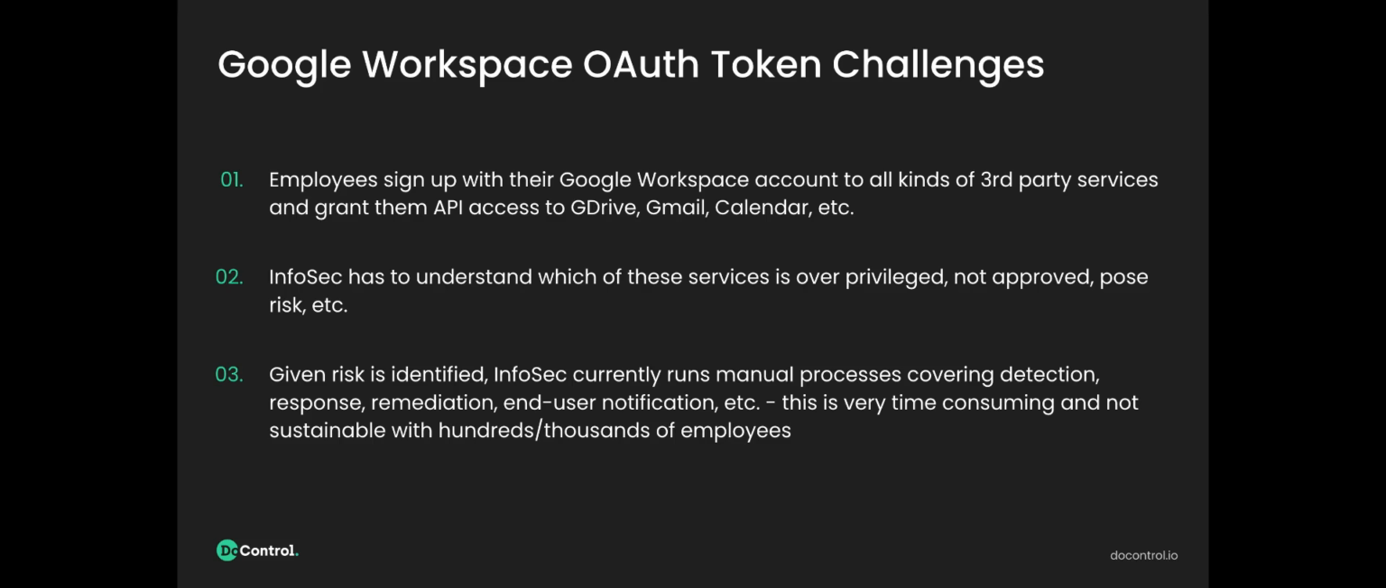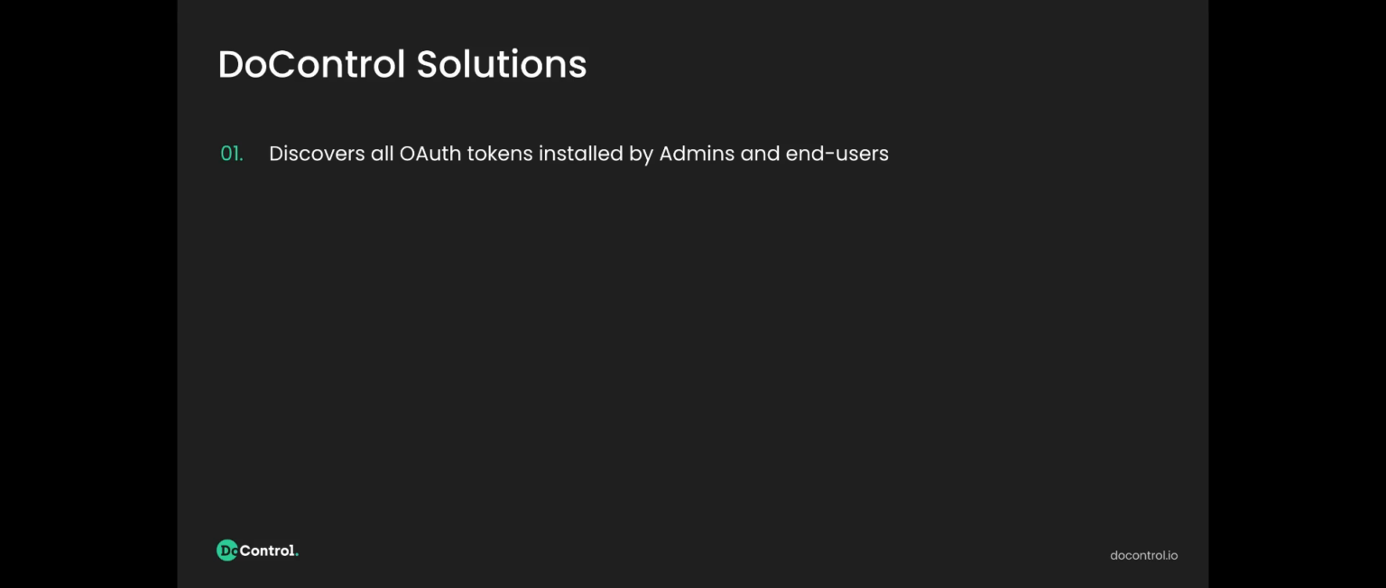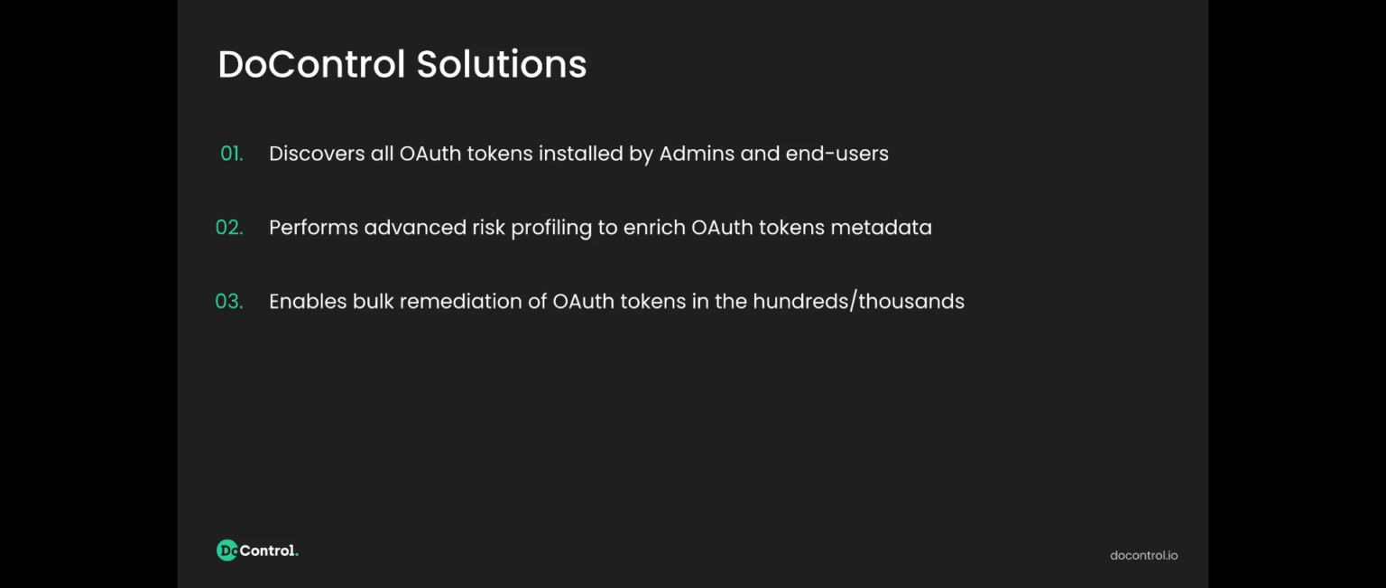Question is, what can we do about it? The first thing that DoControl does is a full discovery of all the OAuth tokens installed by employees and admins. From there, DoControl performs advanced risk profiling to enrich OAuth token metadata with permission scope, usage, API calls, and more. From there, DoControl enables bulk remediation for all kinds of OAuth tokens you want to remove in the hundreds and thousands. Inactive tokens, high privilege, high risk, not approved. DoControl allows you to remove them with a click of a button.